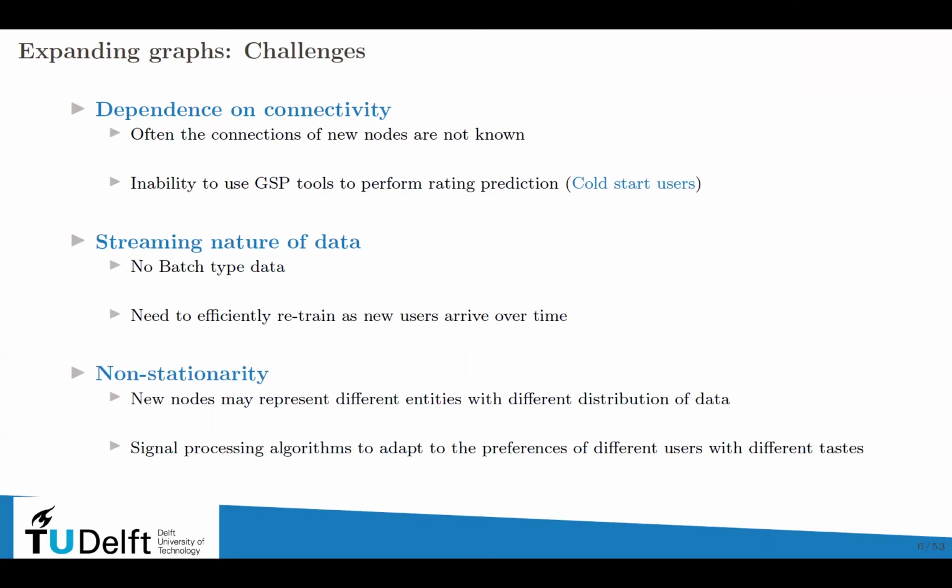And the third one has got to do with non-stationarity, right? And this leads to the streaming data case. So you have all these new nodes coming in, each has some type of data on it.